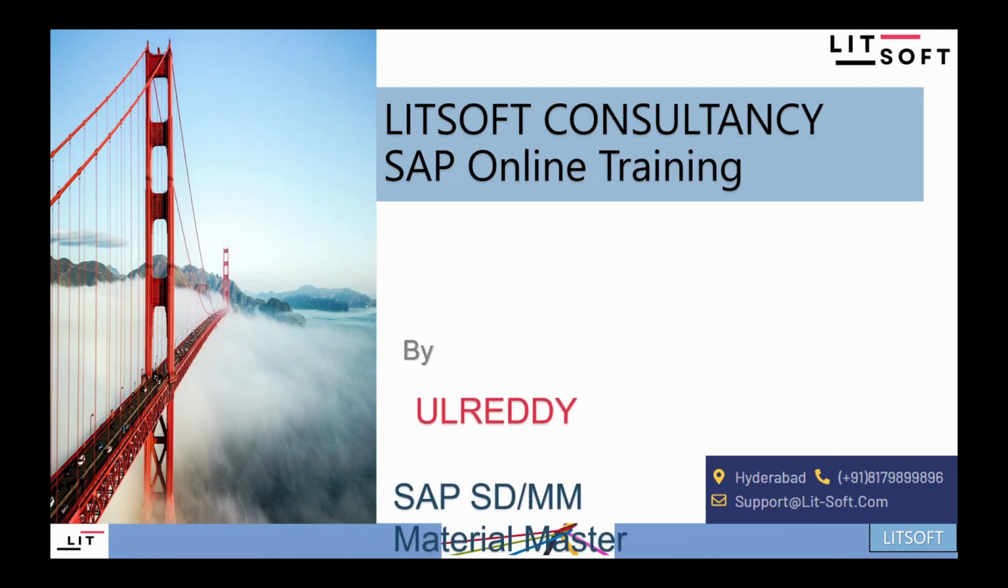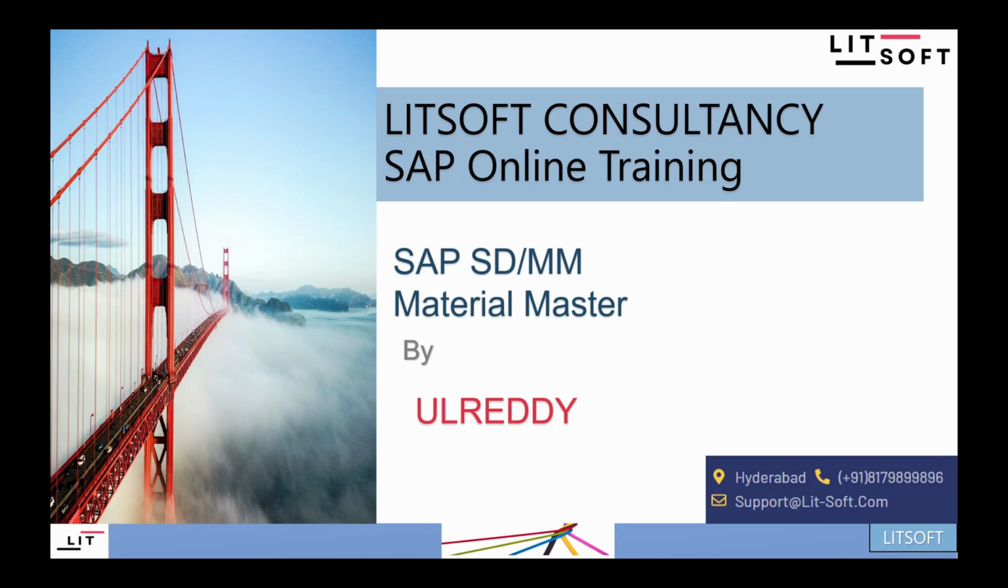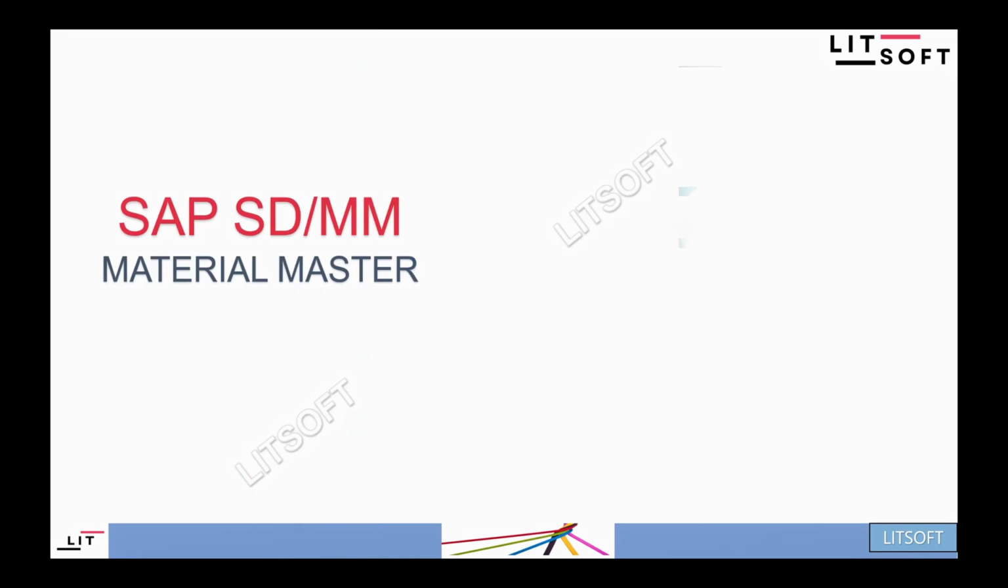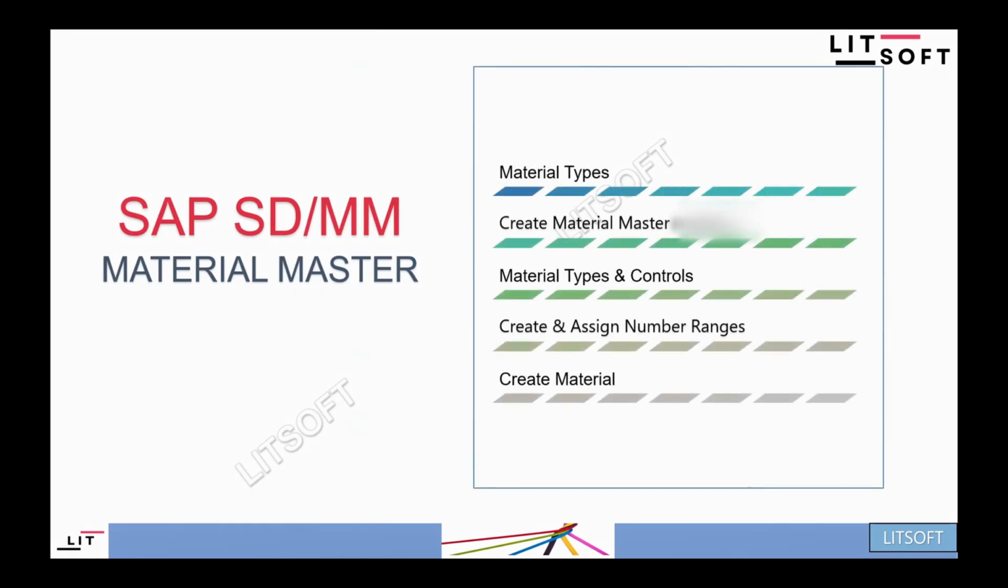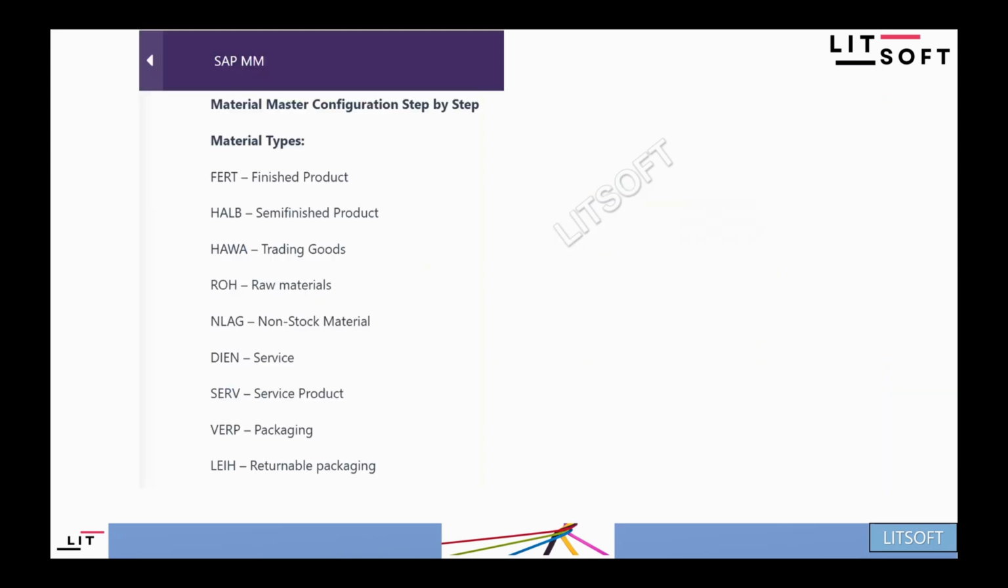This is UL Ready. Today we are going to discuss SAP Material Master, relevant to sales and distribution as well as material management. And here are the topics: material types, create Material Master, material types and their controls within OMS2, and create and assign number ranges. We will create a couple of materials relevant to respective material types.